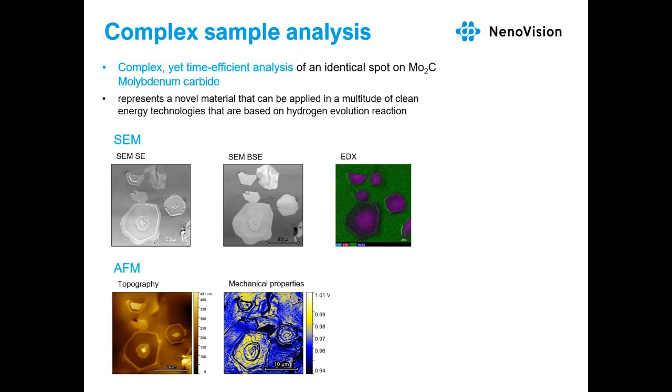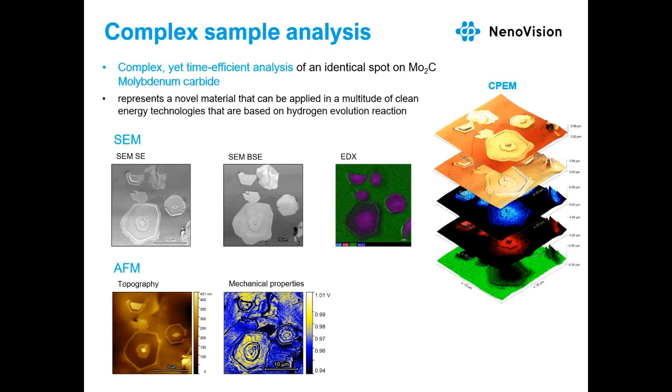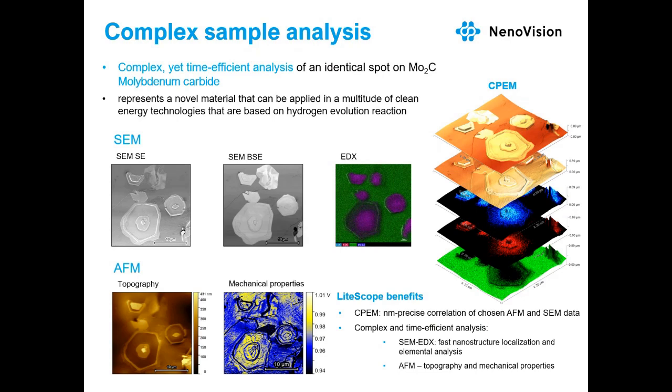There could be magnetic properties, electrical properties, etc. And when we are talking about the complex correlative analysis, I'm talking about the stacking and putting all of that together. And because we are using the special multidimensional approach and the CPEM correlation, we can do that in the way it was not possible before. So benefits: extremely precise nanometer precision of correlation of data, and time efficient for complex analysis using SEM and AFM techniques.